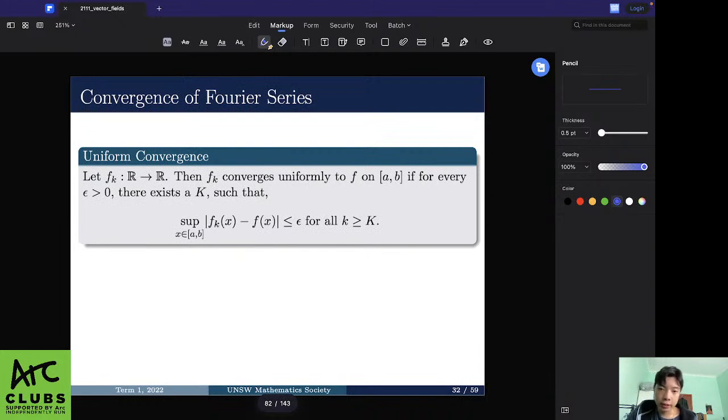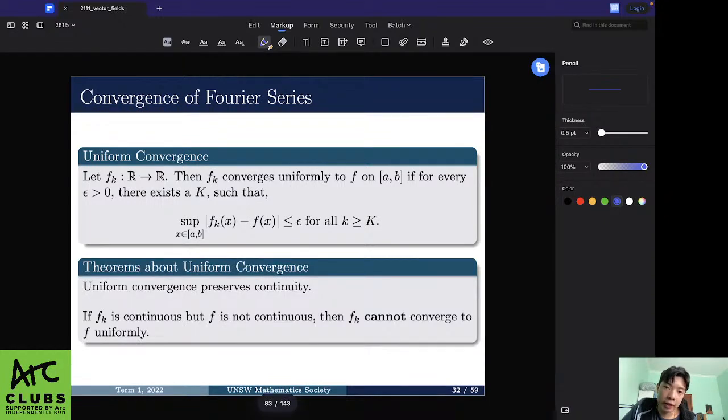Now we can look at uniform convergence. Honestly, we don't really need to know what uniform convergence is defined to be. What's more important is, how do we know if something is uniformly convergent or not? Well, we know that uniform convergence will preserve continuity.